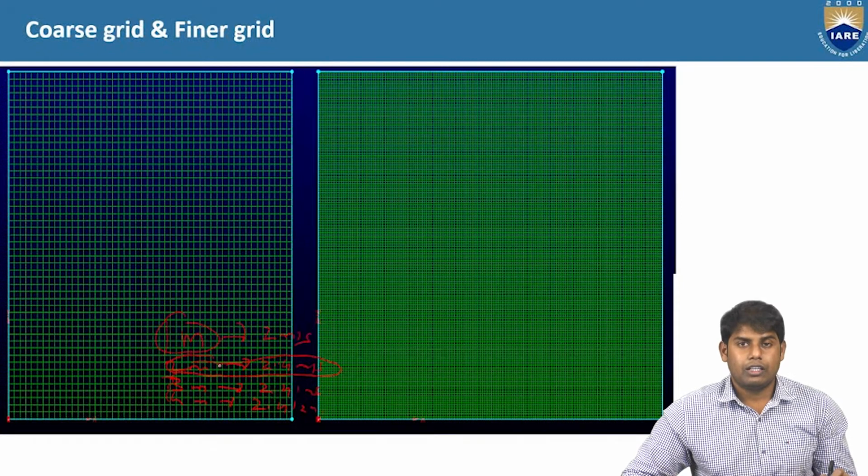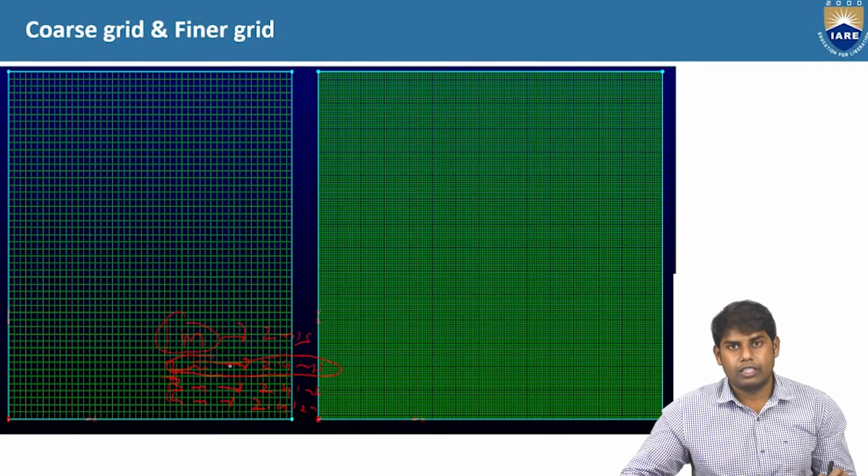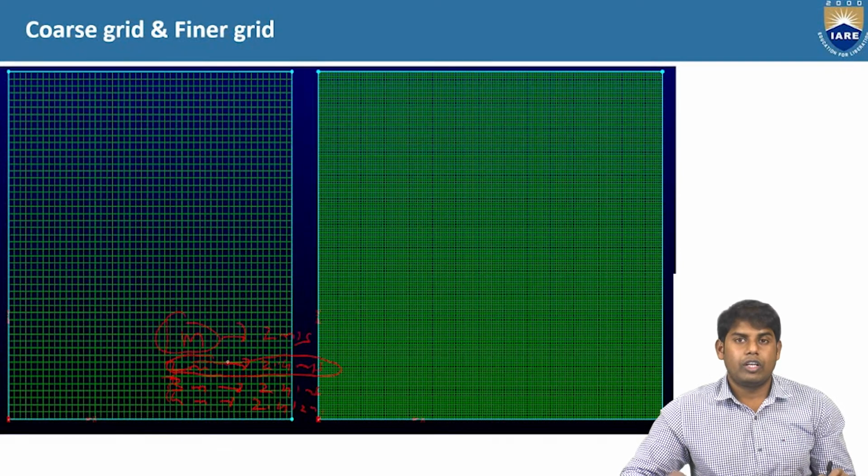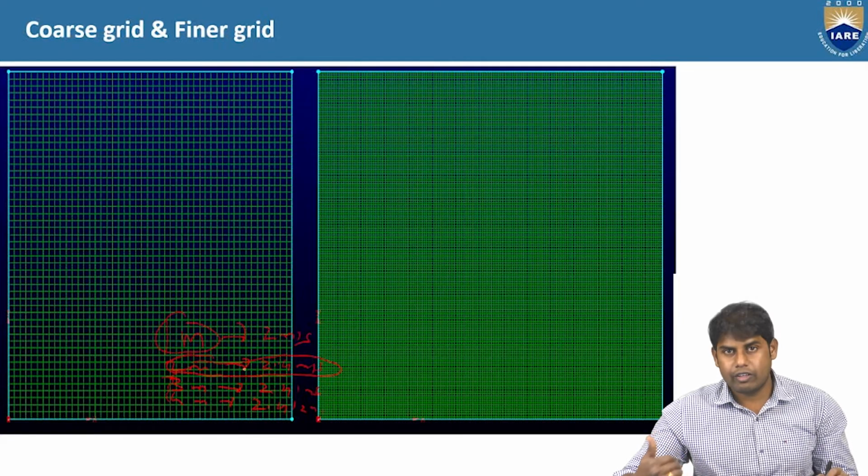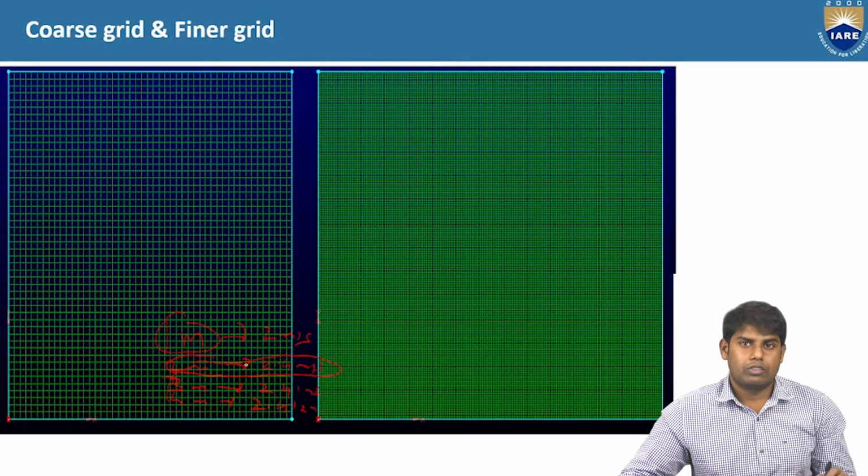The meaning is that even if you keep changing the number of grid points, the solution will not vary. So we need to use the minimum number of grid points where the solution does not vary, even if you increase the grid points. After doing that mesh independence study, you can implement it for your model.